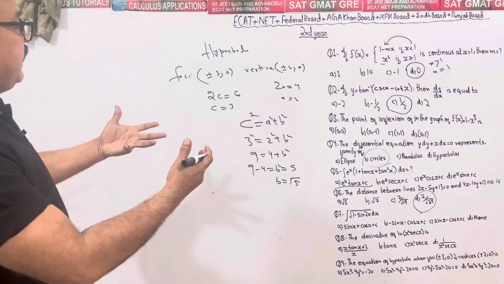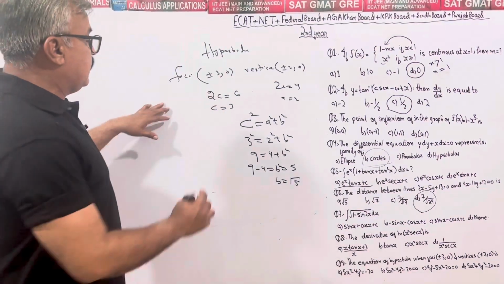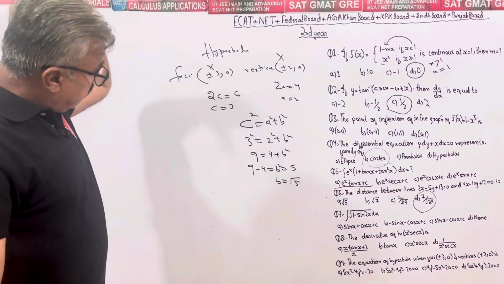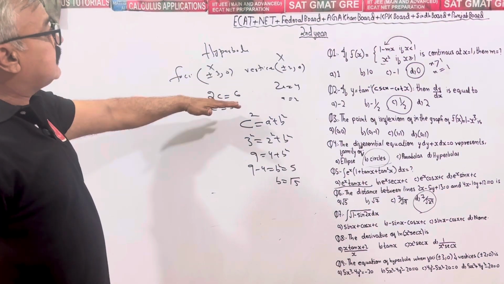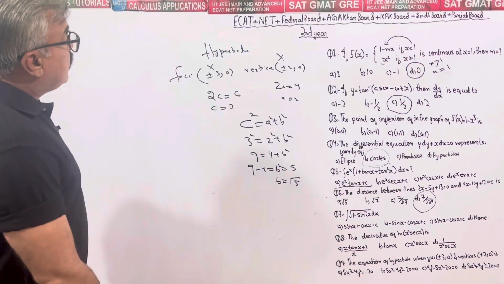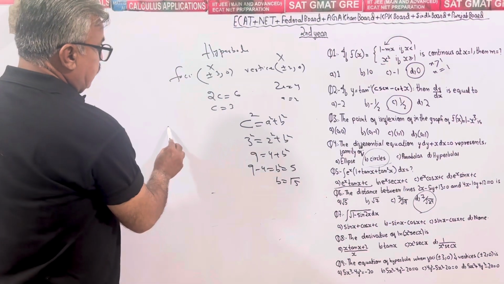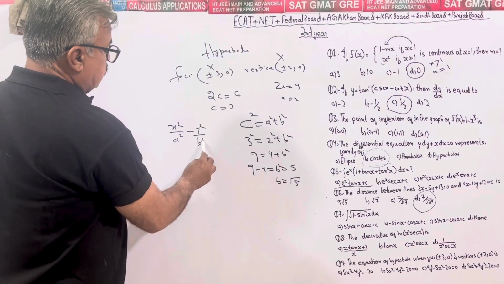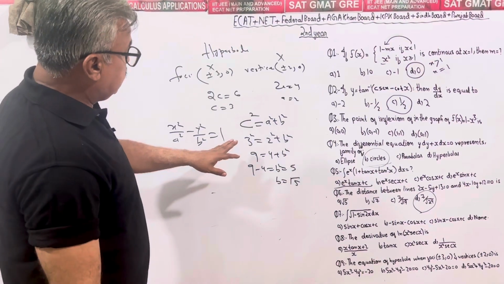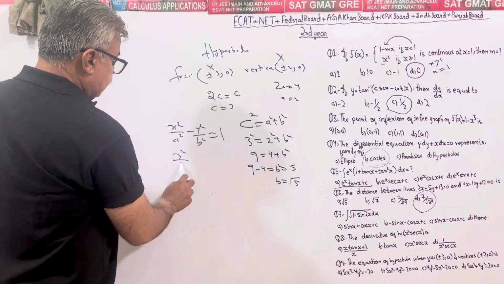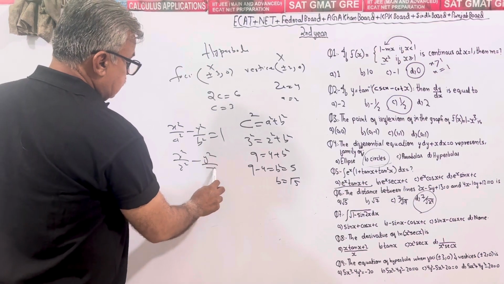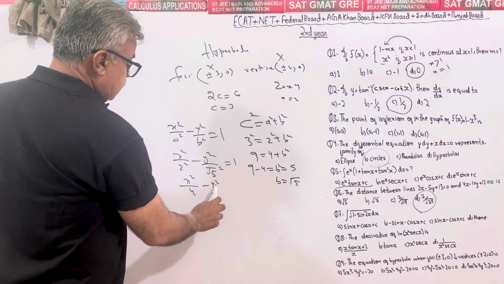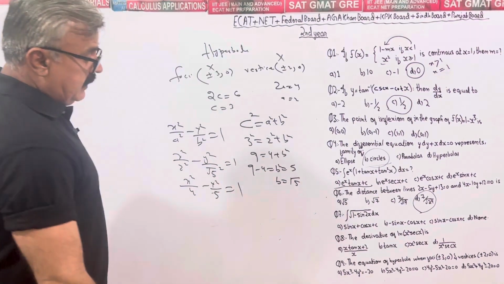Then we have to select which one is our transverse axis. Foci on x-axis, vertices on x-axis means transverse axis along x-axis. The positive portion of the hyperbola lies on x-axis. Our required equation is x square over a square minus y square over b square is equal to 1. Value of a is 2 given to us, 2 square, and value of b is root 5 square, equal to 1, or x square over 4 minus y square over 5 is equal to 1.